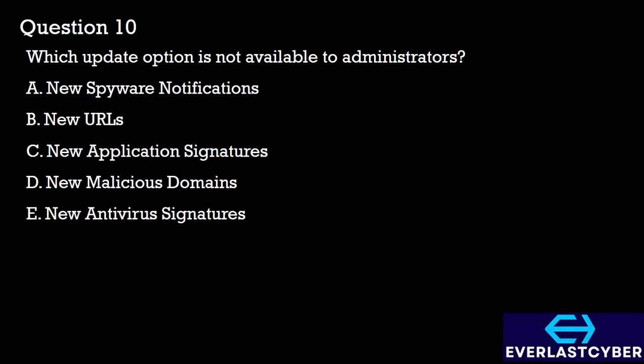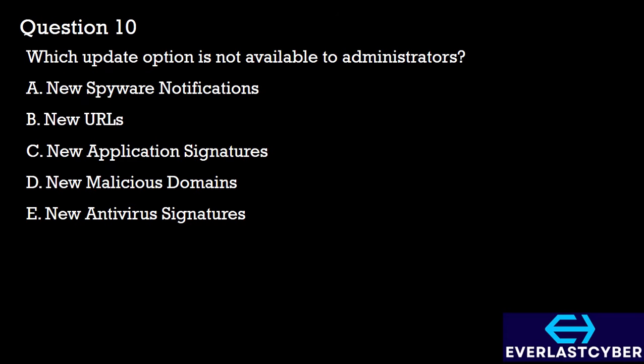Palo Alto does not provide new spyware notifications as a separate updates category. Spyware detection updates are included in antivirus or anti-spyware signature updates, but there is no specific new spyware notifications update option available to administrators. Remember, the question is which update option is not available to administrator. Looking at the other options B, C, D, and E, these are available.